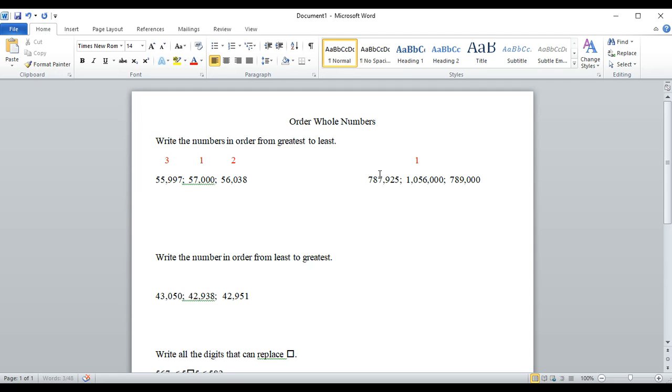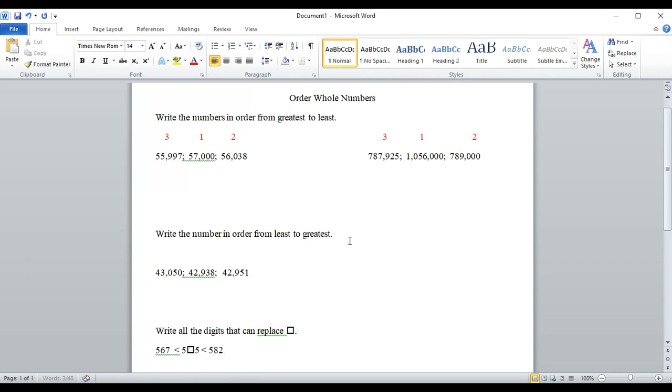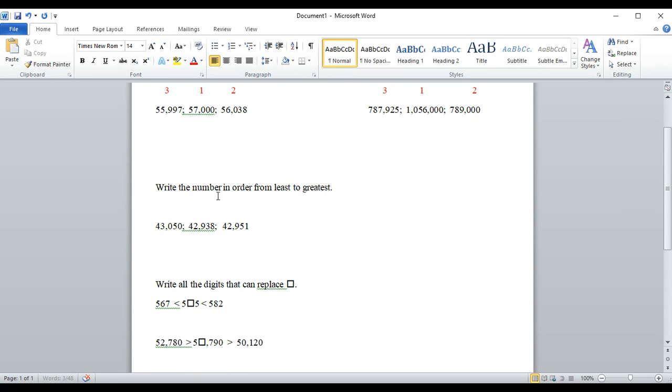This has a 7 and this has a 9 in the thousands place. So this one is greater. You are going to put a 2 over this one. And then this means that this one right here is our least number, so that one's going to have a 3. Now down here, the set of directions has changed. It wants you now to order them from least to greatest.